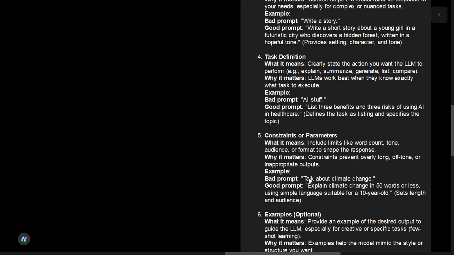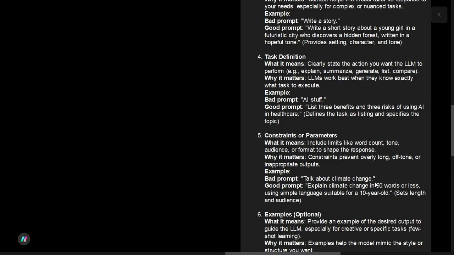For example, a bad prompt could say "talk about climate change." A good prompt would be "explain climate change in 50 words or less using simple language suitable for a 10-year-old." So you're putting a 50-word limit and making sure that the response is not huge. And this is one of the important factors when we talk about the cost.